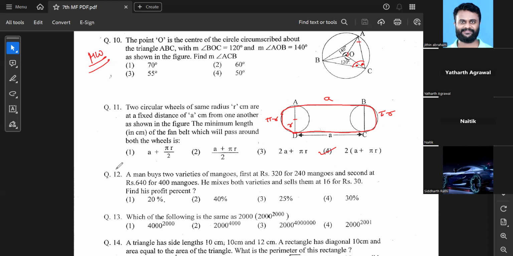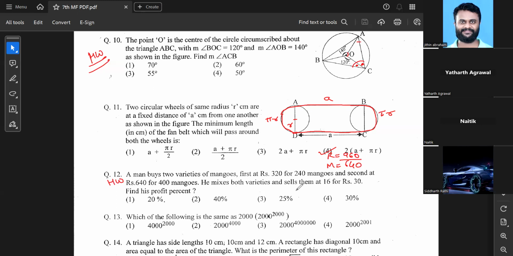Okay. The 12th question, you can actually do as homework. I'll just give you a hint on how to do it. A man buys 2 varieties of mango. First, 320 rupees for 240 mangoes, and second, 640 rupees for 400 mangoes. So first find the total number of mangoes. There are 640 mangoes, and the total cost invested is 320 plus 640, which is 960 rupees.